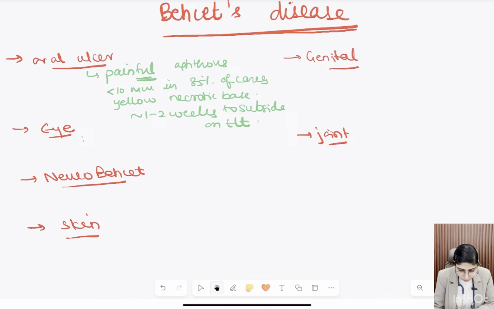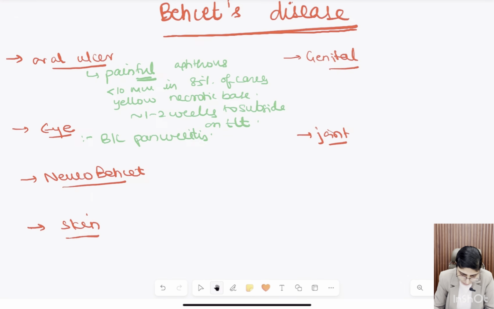Talking about eye. So bilateral panuveitis. Okay. So uveitis is a common feature in certain autoimmune disorders like ankylosing spondylitis, Behcet, but uveitis is not a feature in rheumatoid arthritis. Okay, uveitis is not a feature in rheumatoid arthritis, but uveitis is a feature in Behcet.